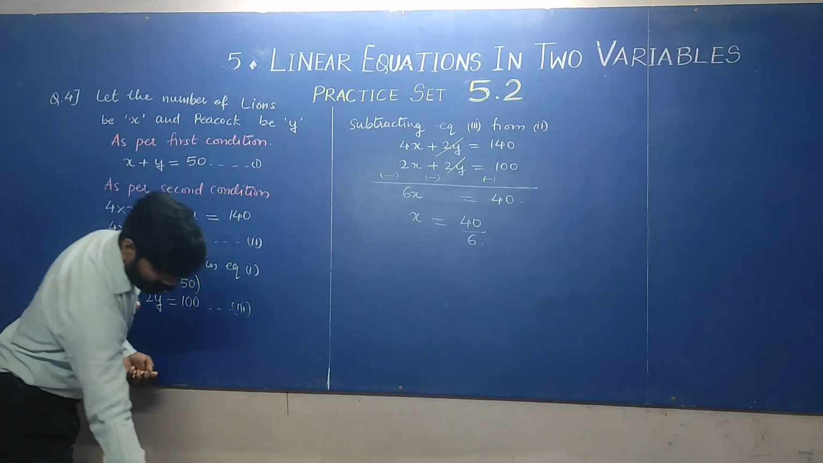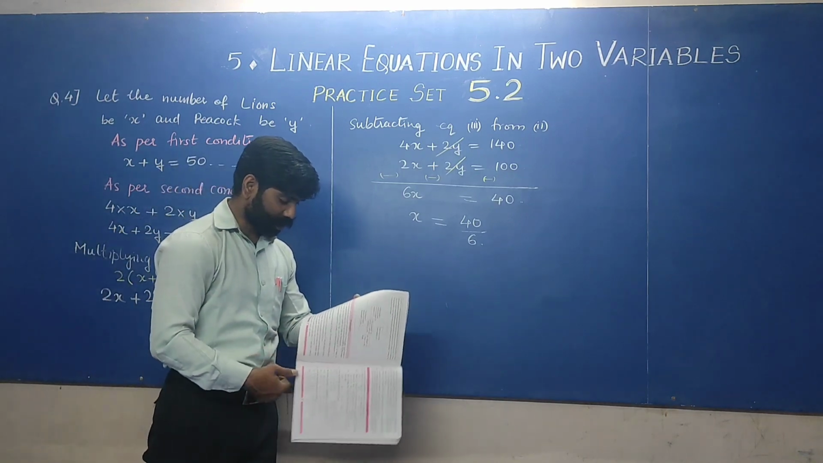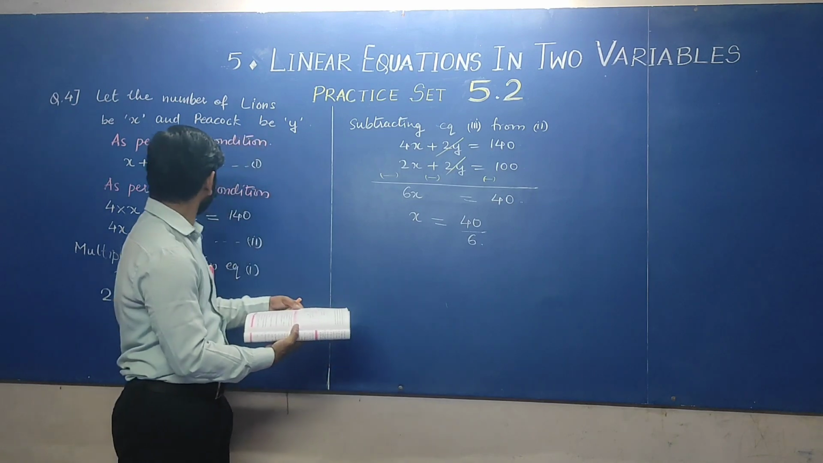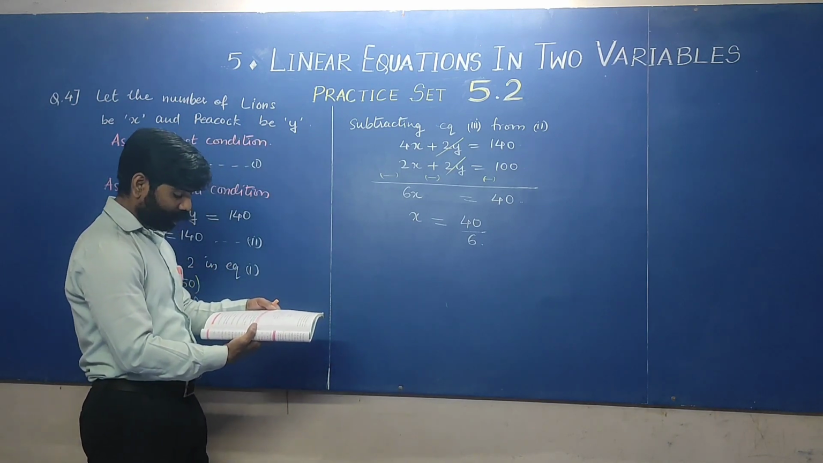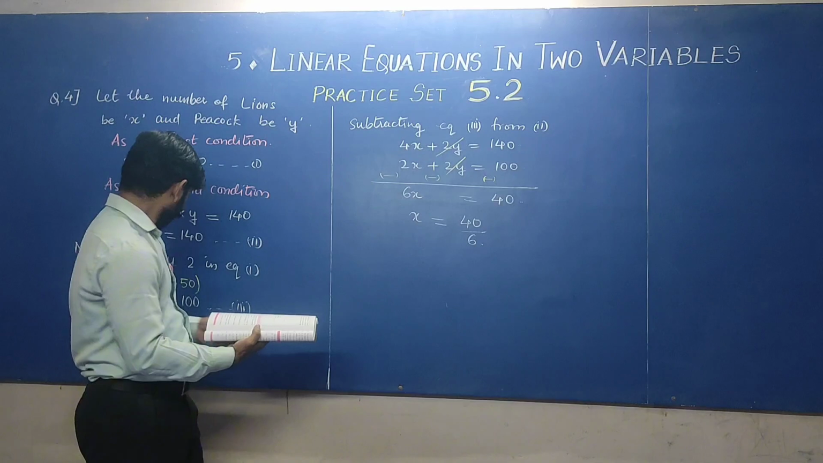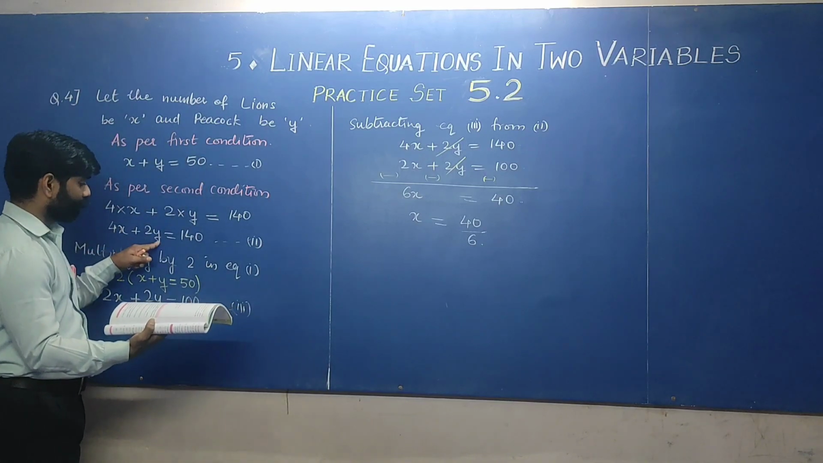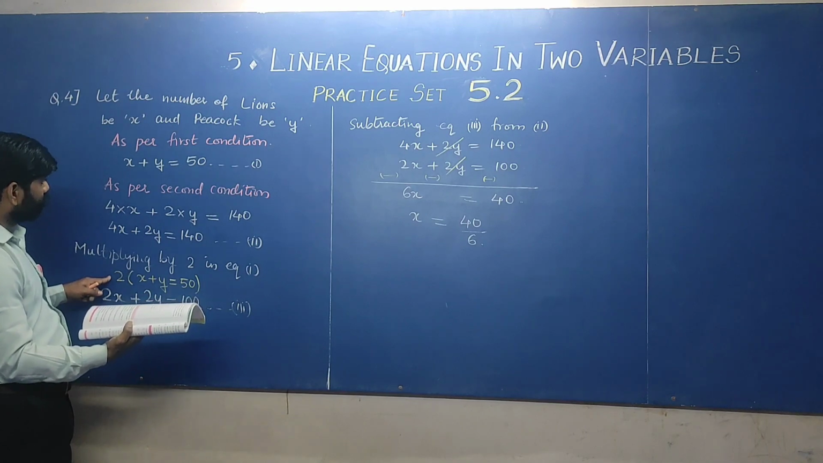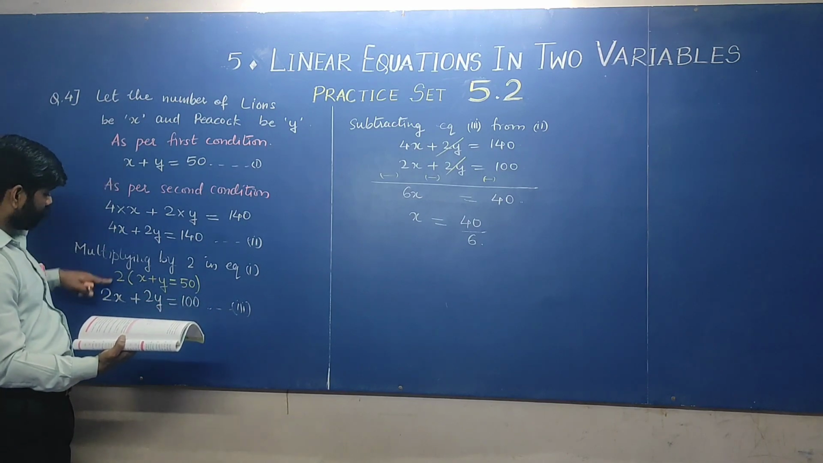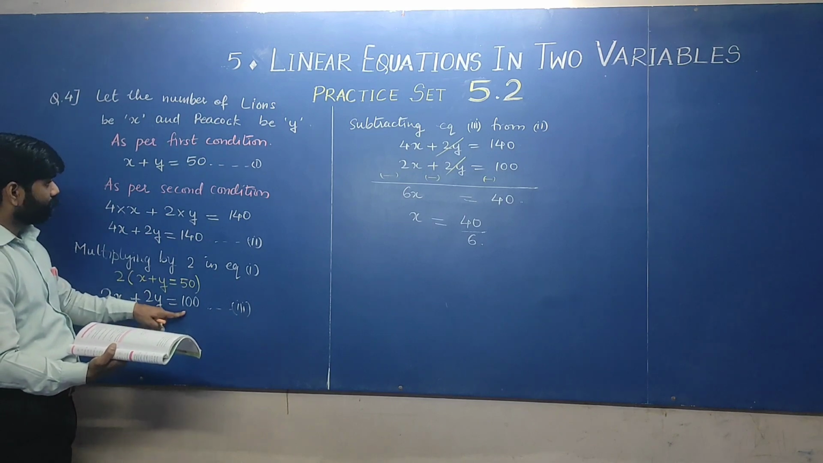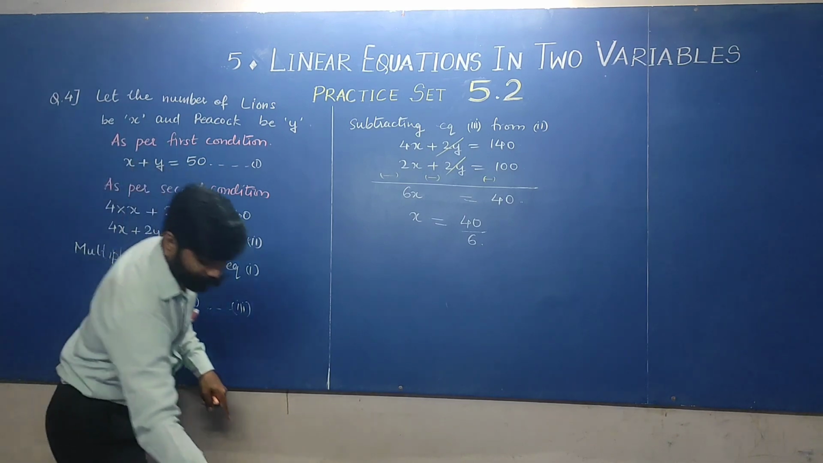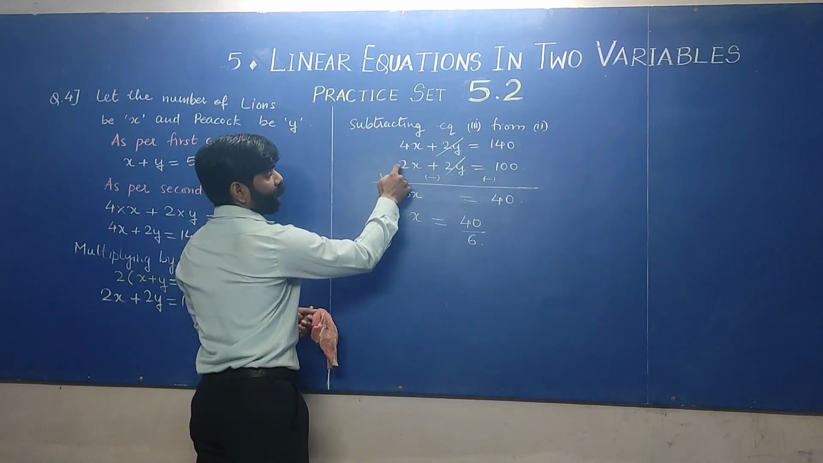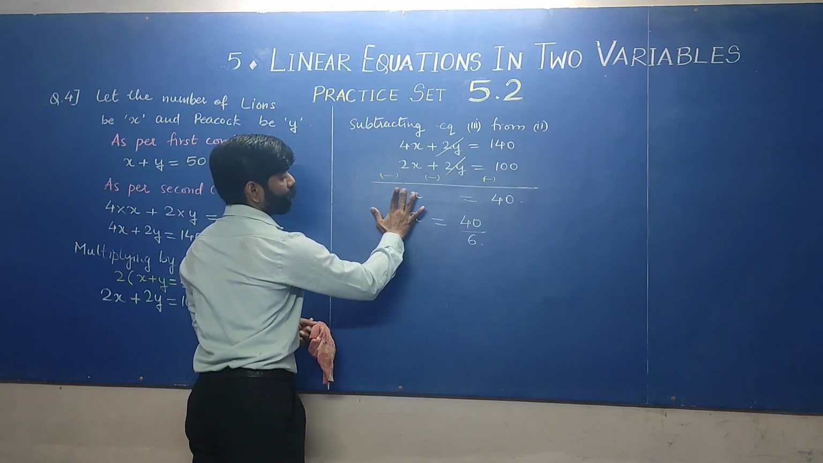Let me check the condition again. The condition is saying total number of lions and peacocks in certain zoo is 50. That is correct. x plus y is 50. Total number of legs is 140. So 4 lion and 2 peacock is 140. Correct. So I am multiplying 2 in equation number 1. So it is getting 2y. Correct. So I need to subtract now, students. Here what we are doing is wrong. Plus minus is minus. So we need to subtract this.